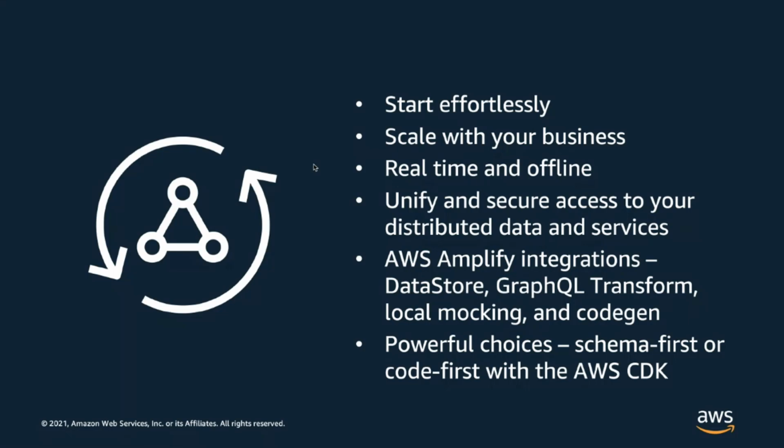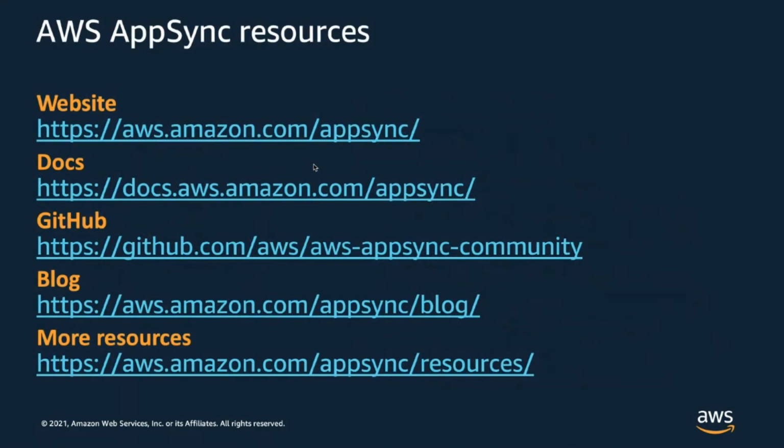You can use the Amplify framework to get started, to use things like DataStore, to use the GraphQL transform, to use local mocking, and to use codegen. But you can also use things like the AWS CDK that allows you to use a schema first or code first approach. You can use things like CloudFormation. You can use multiple different CI/CD and infrastructure as code tools to implement your AppSync backend. I definitely encourage you to visit our resources to learn more about AppSync, learn more about the community, and to learn more about how to get started.